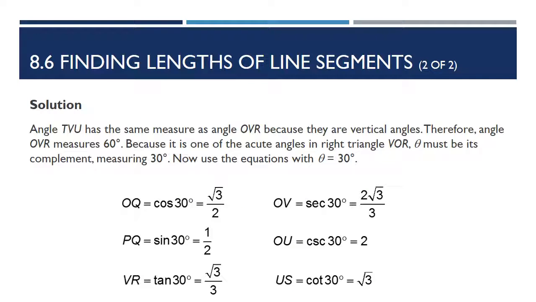Okay, so here's our solution, and it would be helpful if you had copied the drawing down so you could see it. Angle TVU has the same measurement as angle OVR because they're vertical, so you can fill that in. So OVR is 60. And because that's one of the acute angles in triangle VOR, then theta has to be 30. And once you know that theta is 30, then you can go through and find all these different measurements. You can label the lines and get all that in there so you see the answers here.